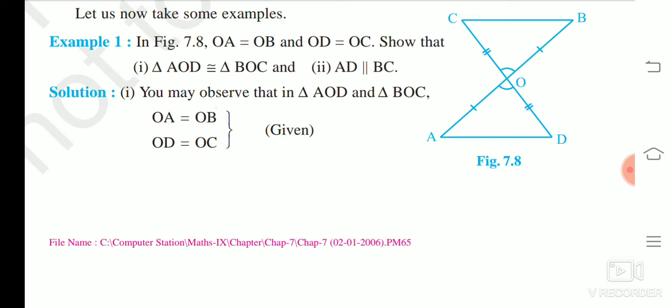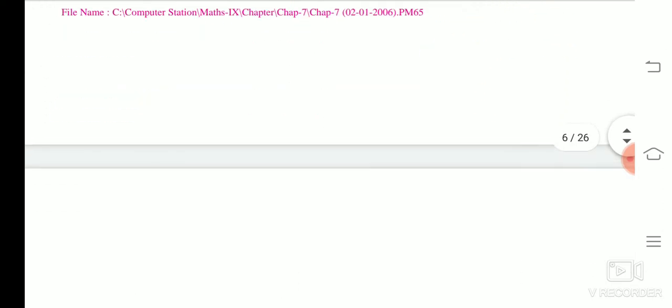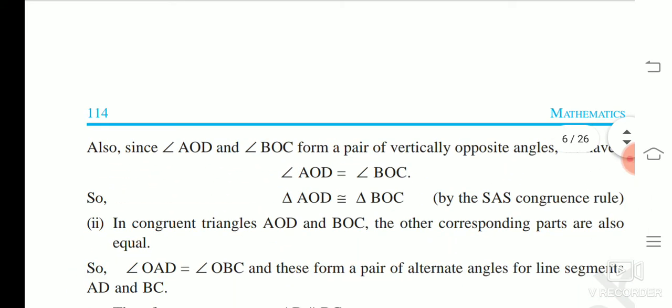And what things are given? OA equal to OB, starts from OA. So OA equal to OB, OA in this triangle AOD and OB in this triangle BOC. So given OD equal to OC, in these two triangles these two things are given, and consider the angle AOD and BOC, they are vertically opposite angles, no? So these vertically opposite angles, in between these two sides one angle is equal.